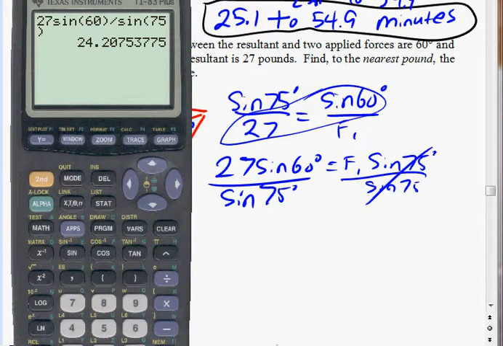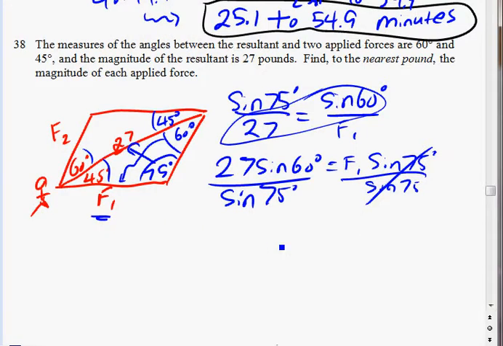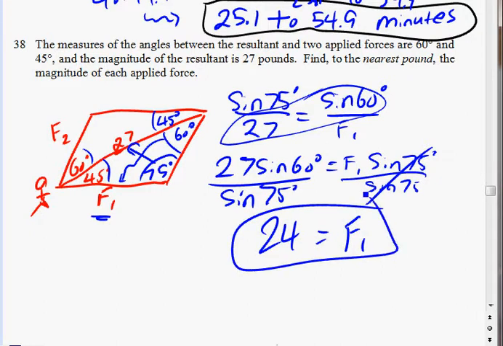Okay, it's 24.2, but the question asks you to round it to the nearest pound, so it'll be 25 pounds, right? So force 1 equals 24 pounds. Okay, so that's 1. Now let's find F2.